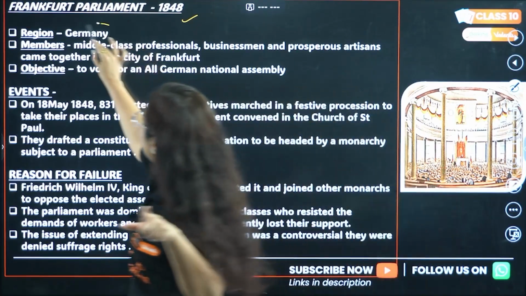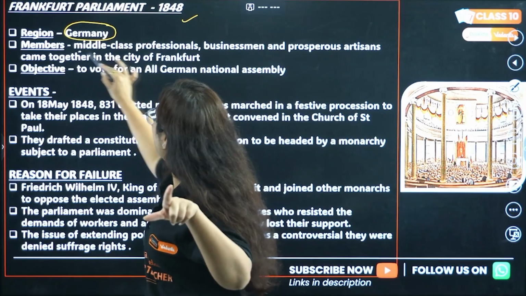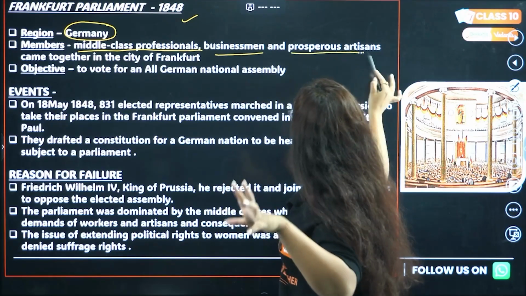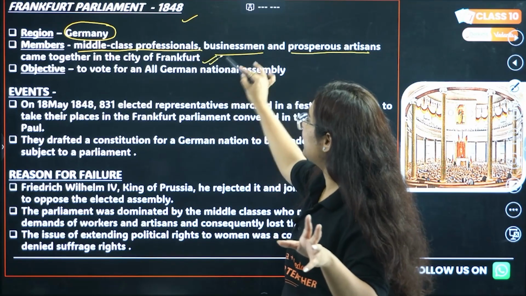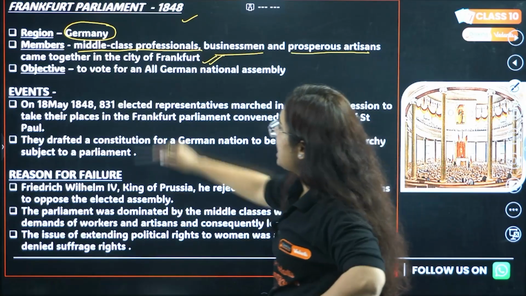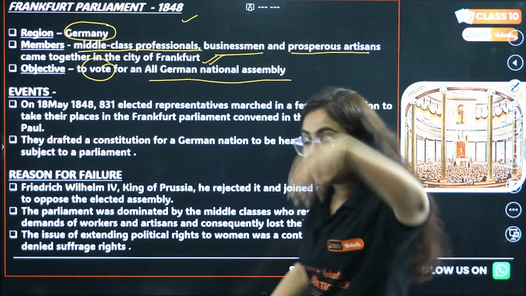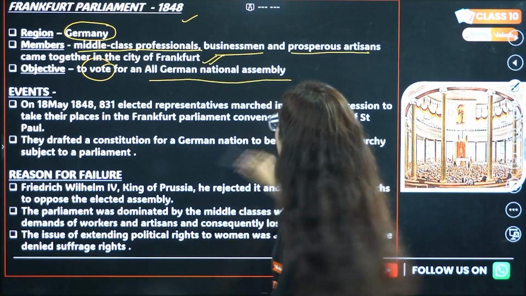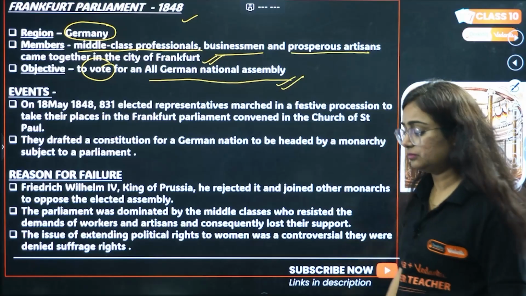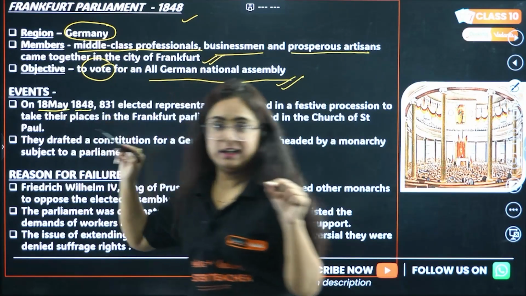So the region is Germany. Who are the participants, beta? Middle class professionals, business class, prosperous artisans came together in the beautiful city of Frankfurt. Why? Let's come and vote for an all-German National Assembly like France made. Okay, fine. What happened? They came together on 18th May 1848. How many people?